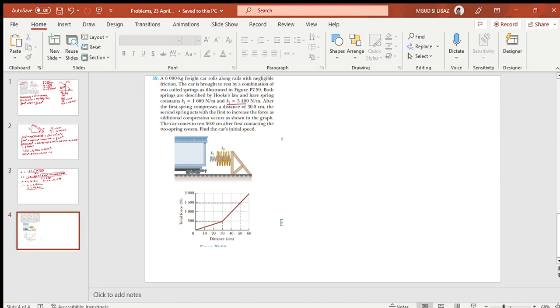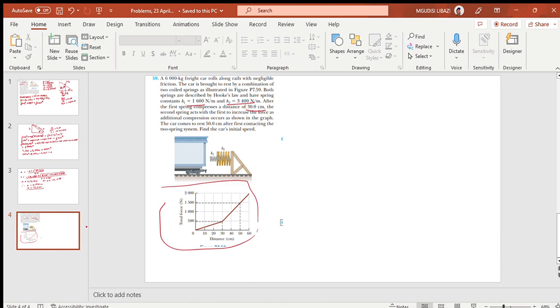newtons per meter, K2 is equal to 3,400 newtons per meter, and they're saying that after the first spring compresses a distance of 30, the second spring acts with the first to increase the force as additional compression occurs, as shown in the graph. So this is the graph that they've given us, and they are saying the car comes to rest 50 centimeters after the first contact with the two springs. So they're saying now find the car's initial velocity.